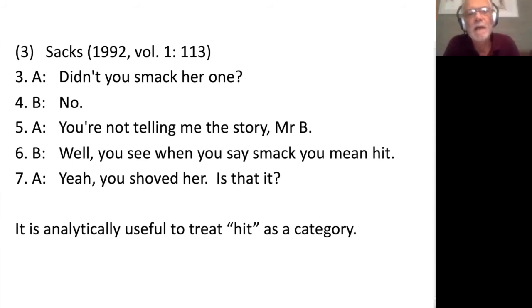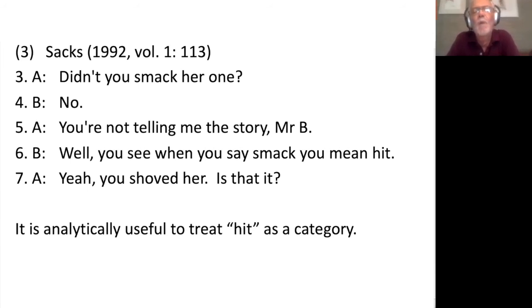he's saying it in the sense of when you say elm, you mean tree. That is, smack is one kind of hit. That's what makes it sensible to say this. Otherwise, if hit were just a synonym for smack, it wouldn't really make much sense to bother to say it at all.